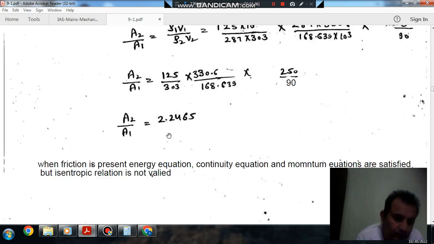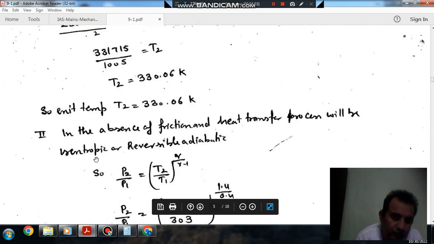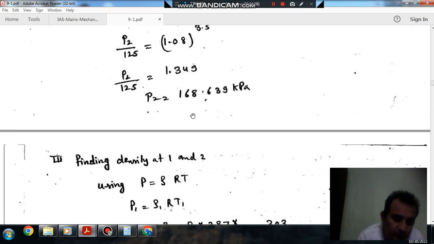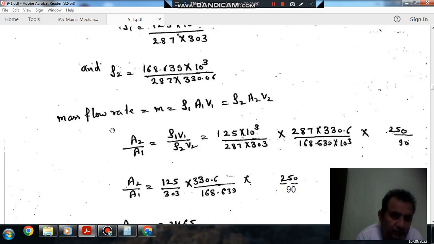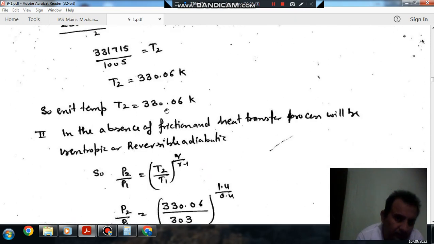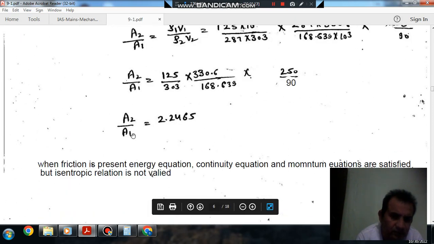When friction is present, the energy equation will remain the same. Total energy, because we are not adding any heat, so the energy equation will be satisfied. The energy equation is satisfied, as well as continuity equation and momentum equation. But isentropic relations are not valid, so the answer will change. This can remain the same, but this will change and this will change. So the answers will change. The area ratio will change.